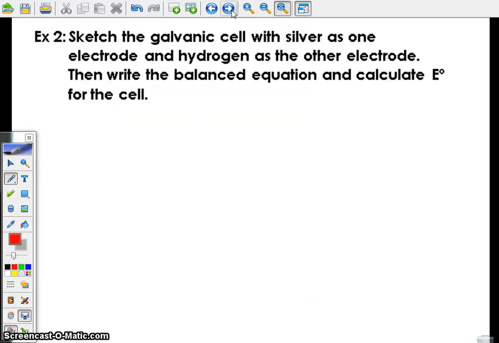Right. So last example, the equation is not given to you. You are going to have to figure out which one you're going to flip over, and you're going to have to draw it and all that good stuff.